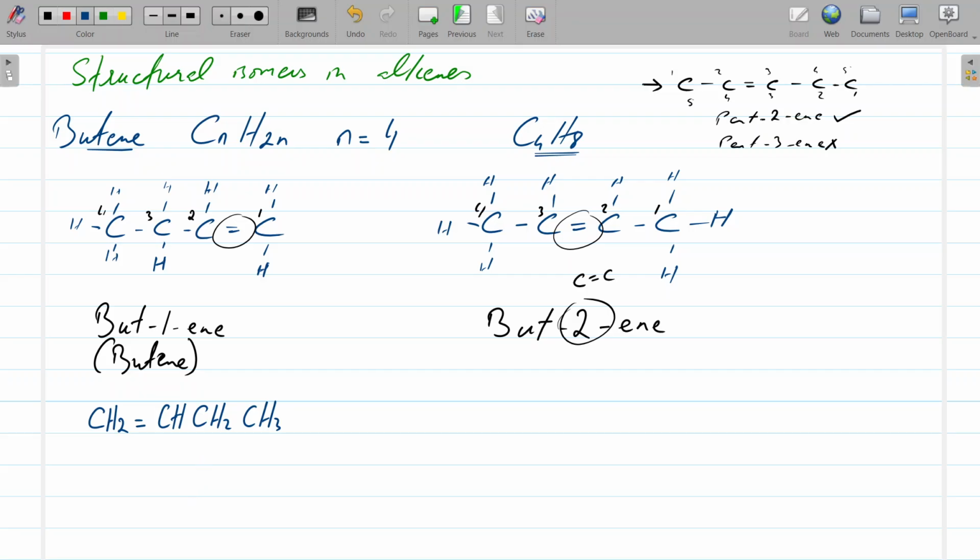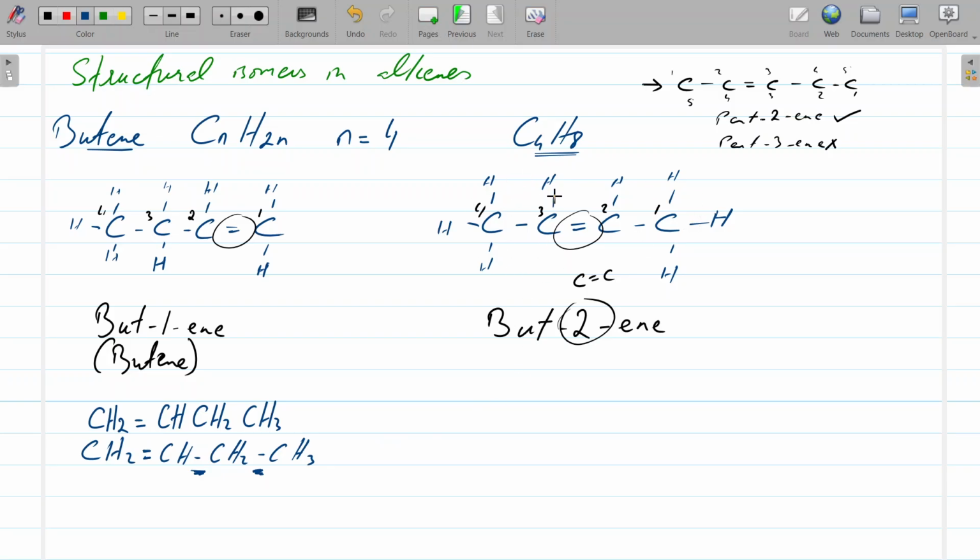You don't need to highlight the single bond. You could write it like this, it's not wrong: CH2, CH, CH2, CH3. But the single bonds don't need to be highlighted. It's sort of understood that the least you would have is a single bond, right? But if it's a double bond, you need to highlight that there's a double bond.